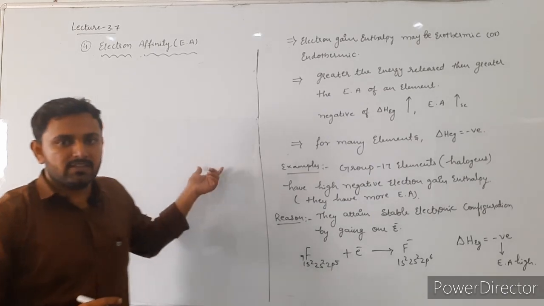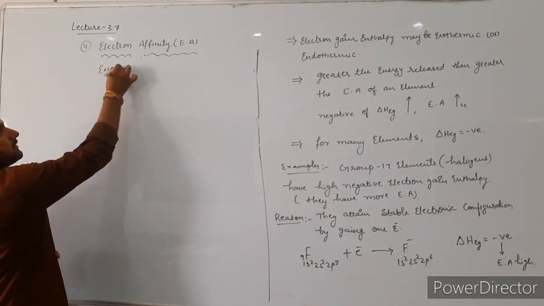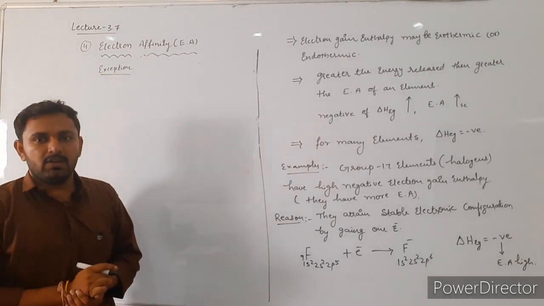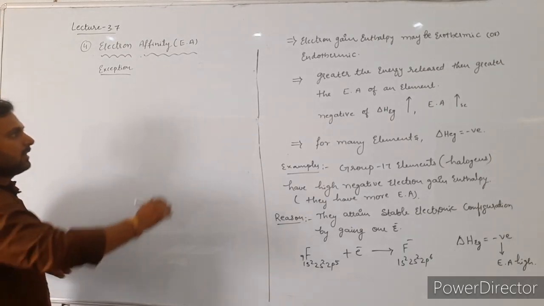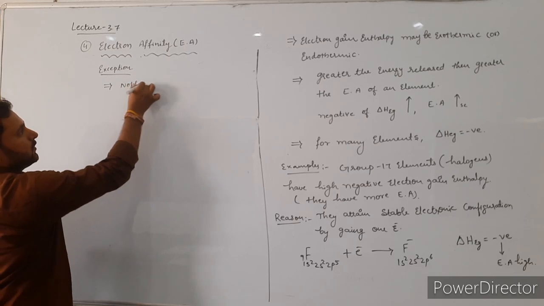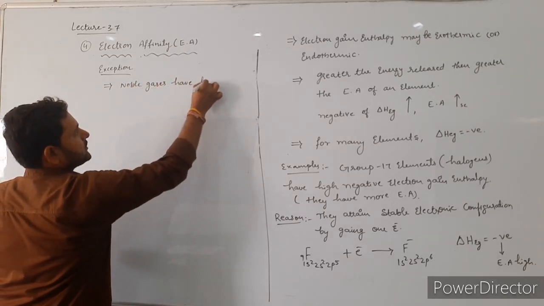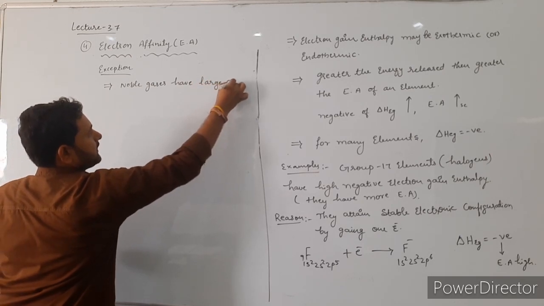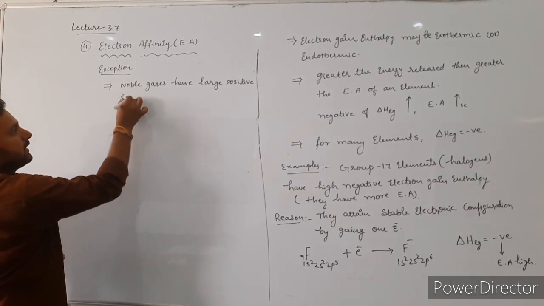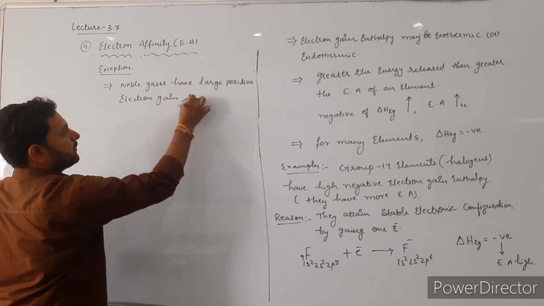Now let us discuss the exception case. Noble gases have large positive electron gain enthalpy.